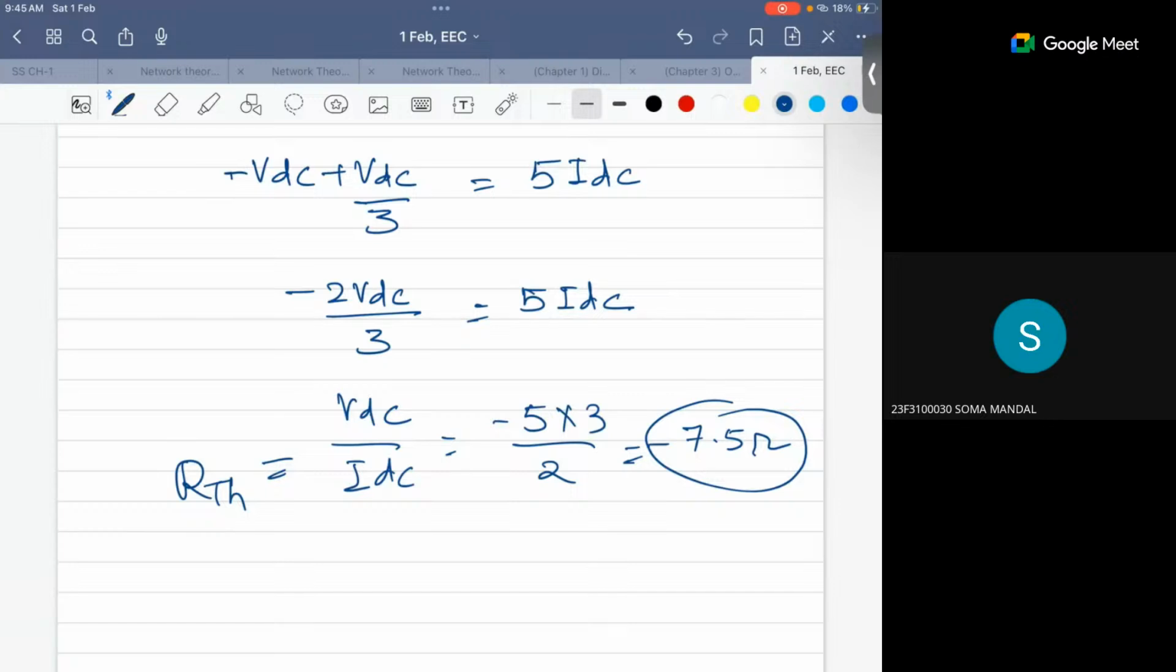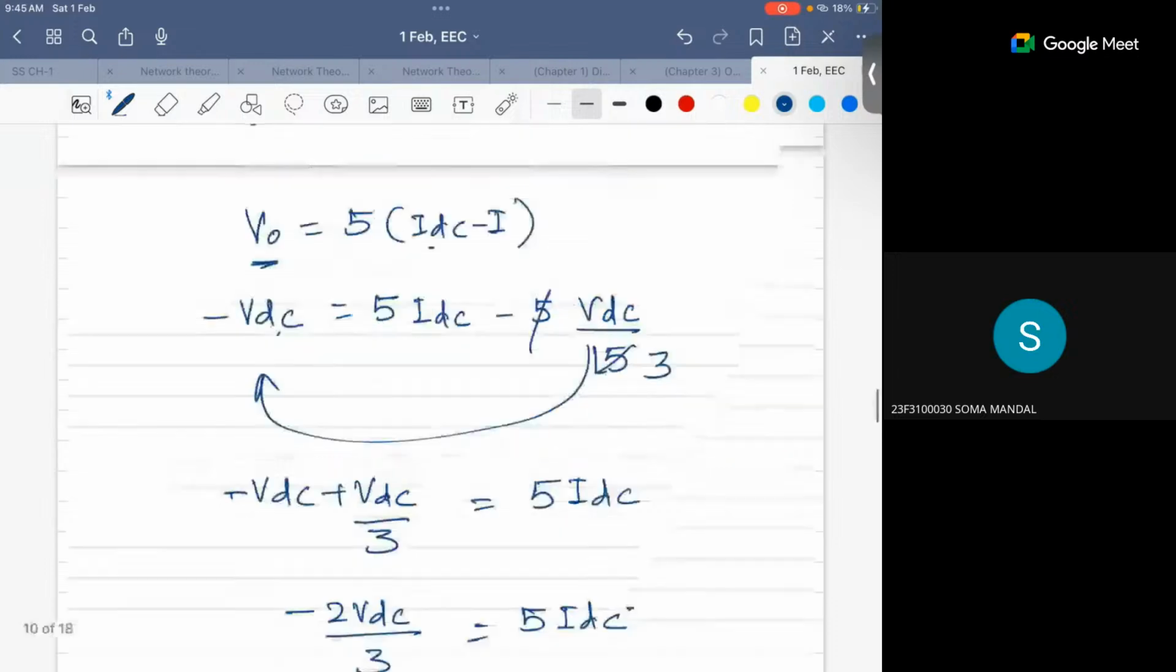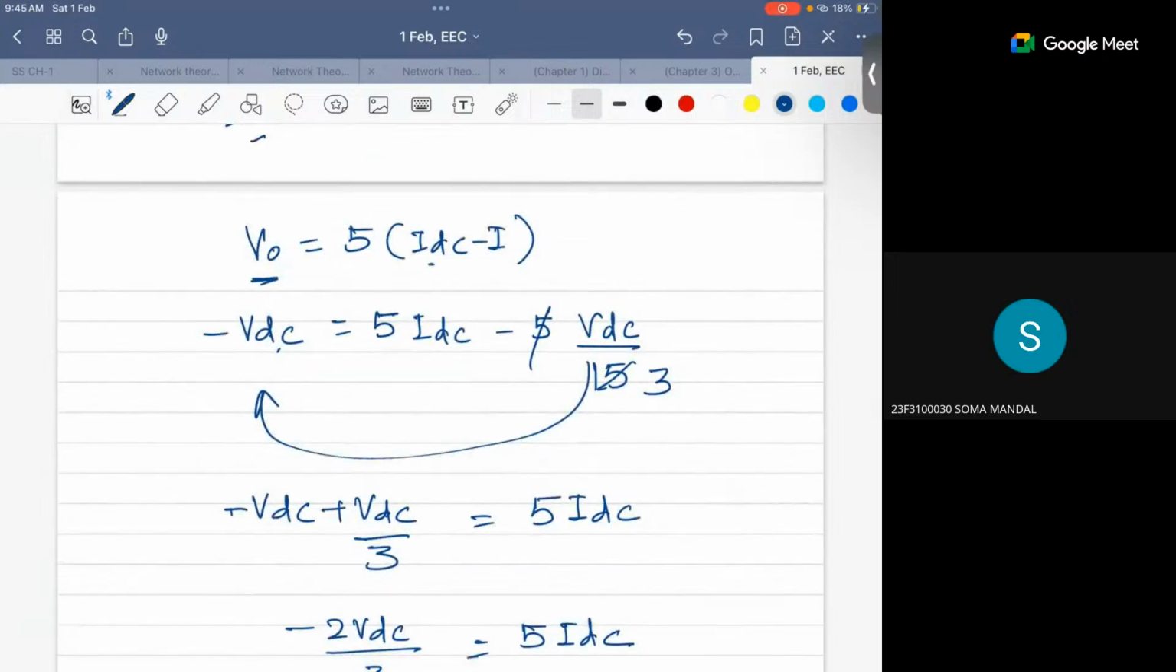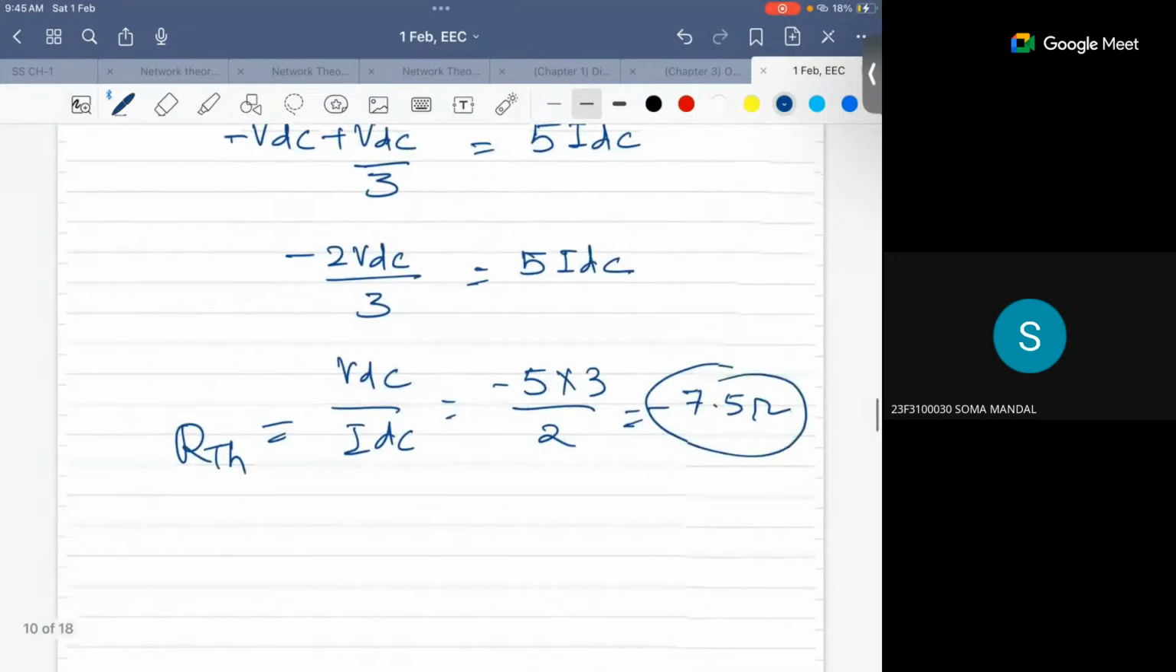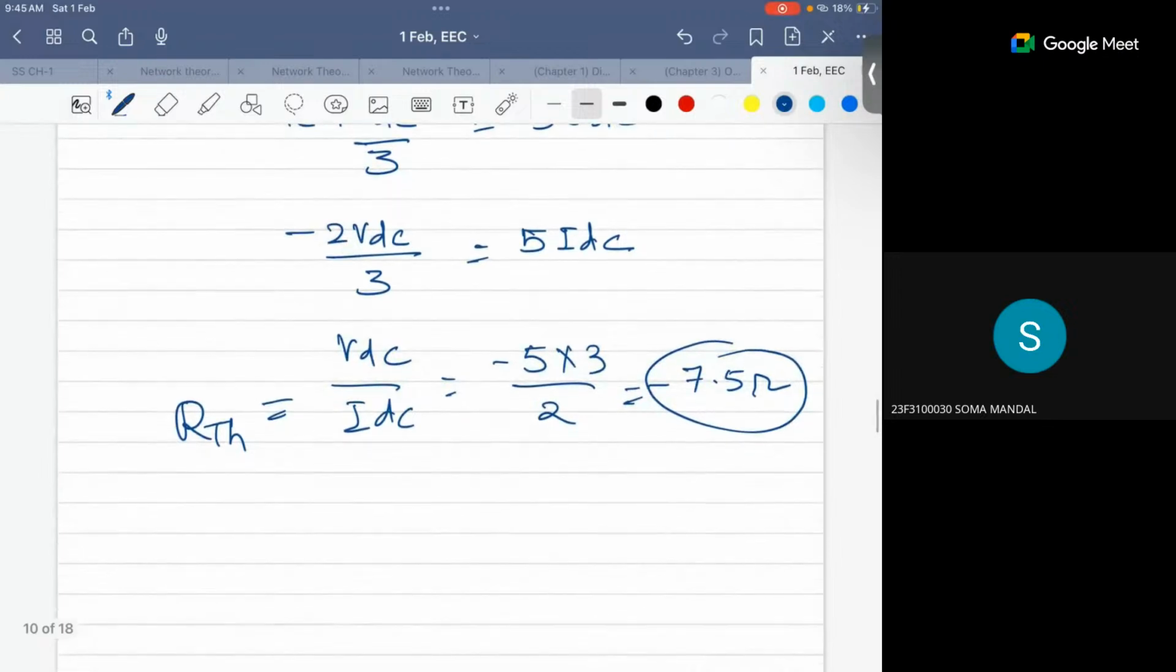So in the exam, if you are getting a negative value, do not get confused that your answer is wrong, because it is quite possible. But you have to check whether the circuit you are dealing with has a dependent source. If there are dependent sources, then a negative value is quite possible, and you will see it many times as you practice more and more questions.